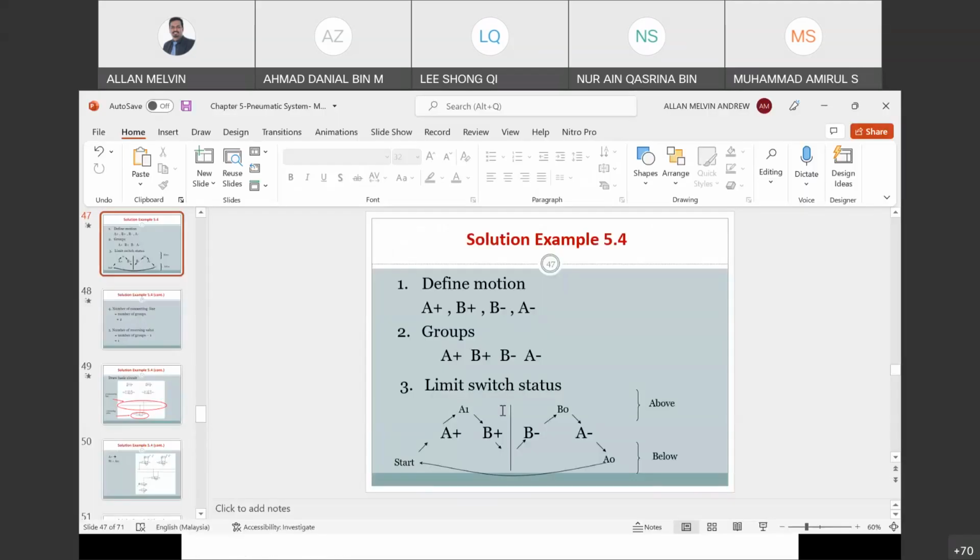Okay. So maksudnya yang ni you actually boleh pecahkan dia jadi 4 group. Boleh juga. A plus satu group, B plus satu group, B minus satu group, A minus satu group. Boleh juga macam tu. So, but you need to have 4 states. 4 times you kena tukar line ni dia akan ada 4 times lah. Faham tak? Okay, boleh?